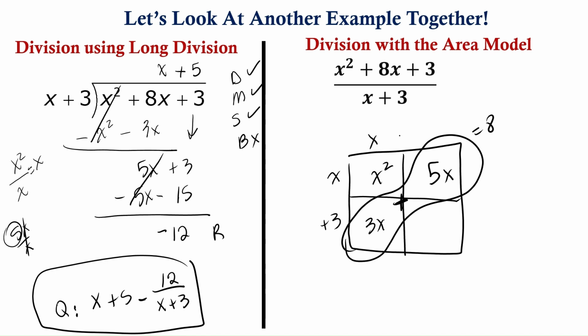5x. So we know we're going to multiply 5x divided by x is going to give me 5. 5 times 3 is going to give me 15. Now, again, be very careful if you're doing the area model. Remember, you want to make sure that you're subtracting this number from that number. So 3 minus 15, that will give us our required negative 12 remainder.